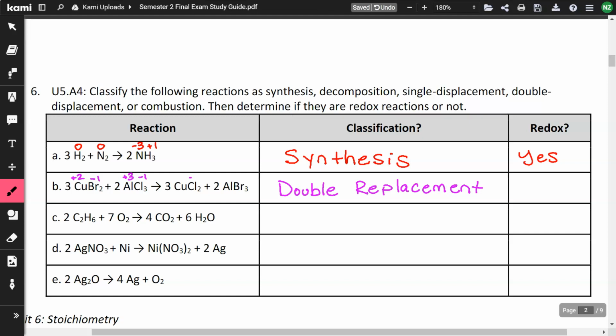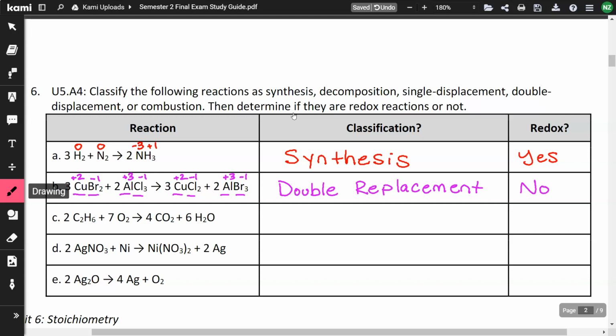And on the other side, same thing. Chlorine is -1. This is going to be +2. Aluminum is +3. And bromine is -1. Okay, so copper goes from +2 to +2. Bromine, -1 to -1. Aluminum, +3, +3. Chlorine, -1, -1. None of our numbers change. This is not a redox reaction.